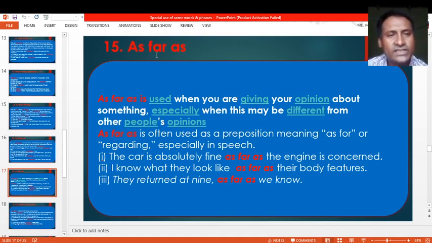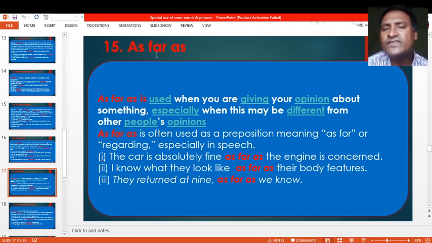As far as. As far as is used when we are giving our opinion about something, especially when this may be different from other people's opinions. As far is often used as a preposition meaning as for or regarding, especially in space.